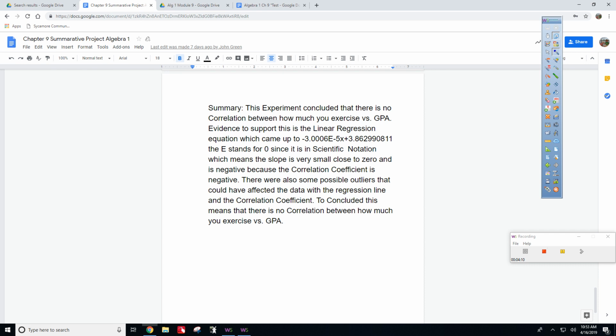And the E stands for 0 since it's in scientific notation, which means there's very close to 0 slope. The correlation coefficient is negative. It states that. There are also some possible outliers. So this is a decent write-up. It's also the first one I got. So I'm expecting all the ones that follow this to be just as good, if not better, than this write-up.